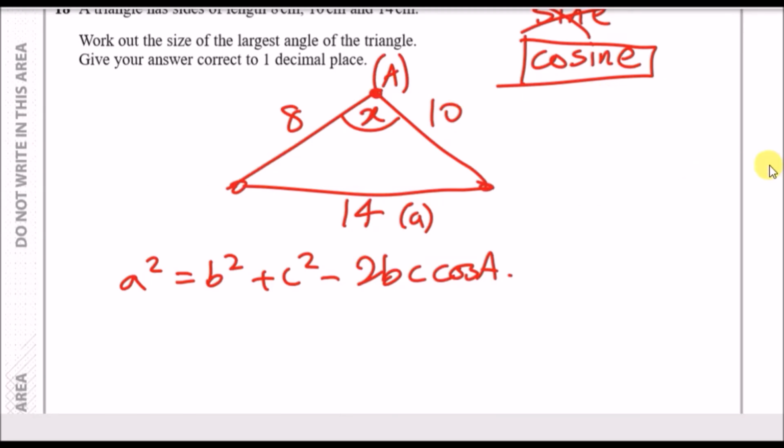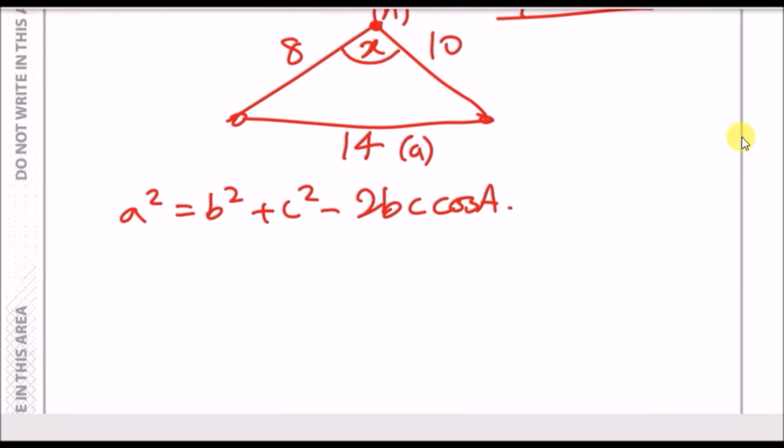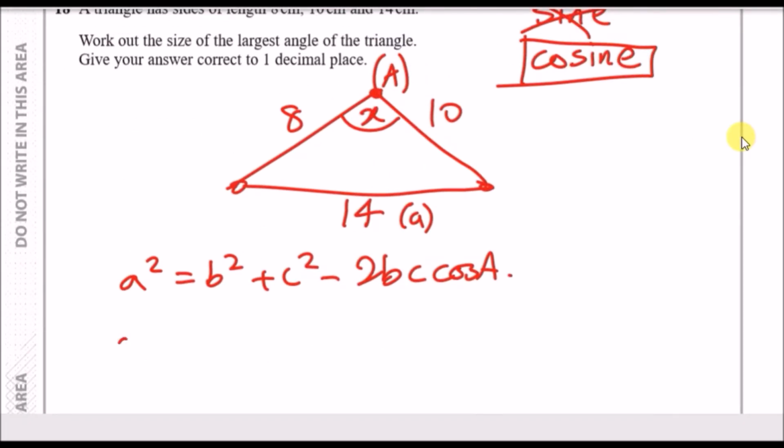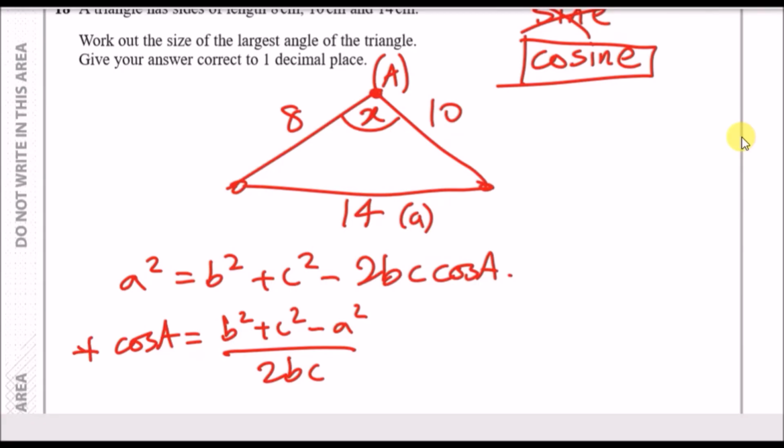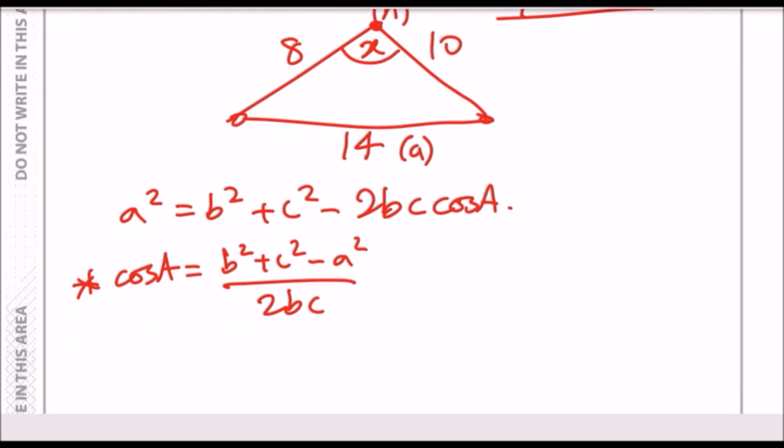It doesn't make a difference. Now because we're trying to find the angle, the alternative formula is cos A equals b squared plus c squared minus a squared over 2bc. I recommend you use this one because you're trying to find the angle, and the angle is already the subject. So let's go ahead and substitute everything in.